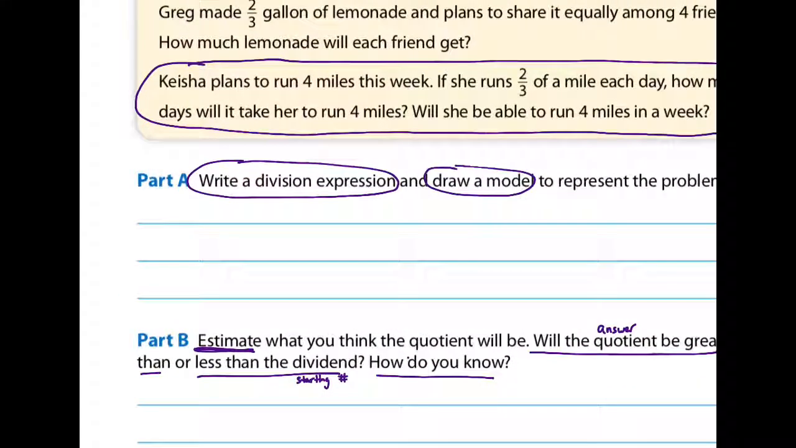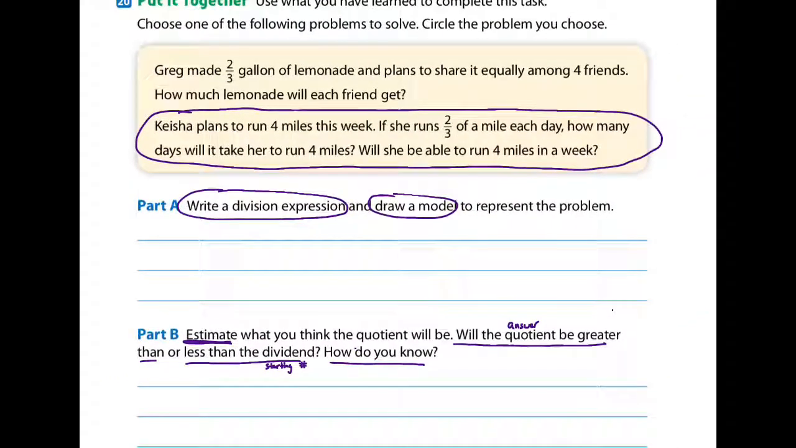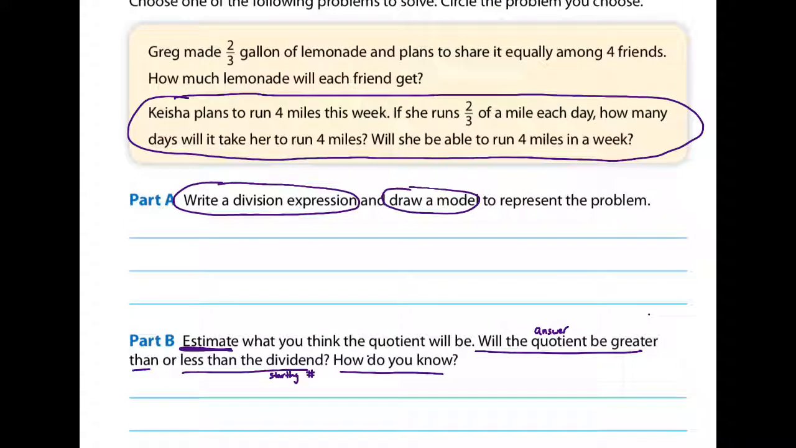All right, so part A says write a division expression and draw a model to represent the problem. So I'm going to start with the division expression. If Keisha is planning to run 4 miles this week and she runs 2/3 of a mile each day, what she's going to do is take her 4 miles and split it into 2/3 miles in a day. Okay, so that's my division expression. Now, how many days will it take her to run 4 miles? It's 2/3 miles in a day, so in other words, how many 2/3 are in 4, right?